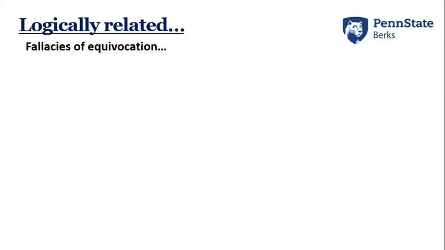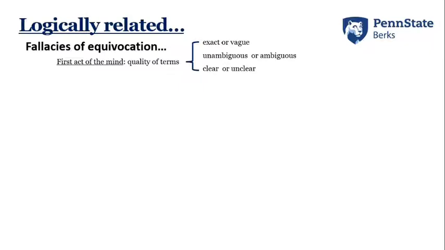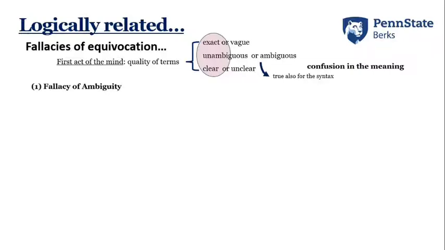Okay, last slide. And these are a little easier, fallacies of equivocation. Now we're back to the first act of the mind in a sense, right? So we said at the beginning of this course that there are qualities of terms. It could be exact, vague, unambiguous, ambiguous, clear, or unclear. We want our terms to be exact, unambiguous, and clear. Because otherwise, we will just create confusion in what the meaning of these particular terms are. Now, in relational logic, this is not just true for the term, but it's also true for the syntax. In other words, the way that the particular sentence is laid out.